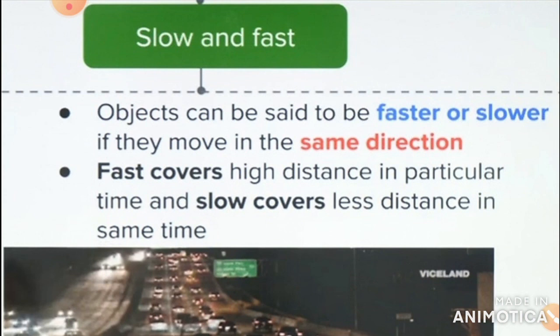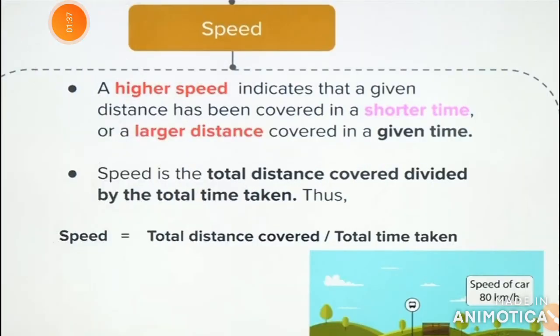The fast is said to be speed. So let's see the speed. A higher speed indicates that a given distance has been covered in a shorter time, or a larger distance covered in a given time. I already said that if the object is moving with higher speed, the higher distance will be covered in less time.